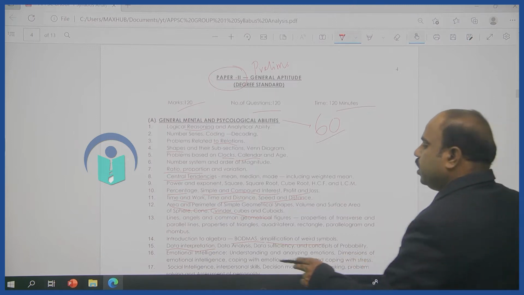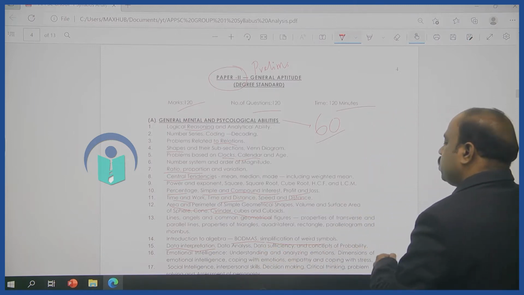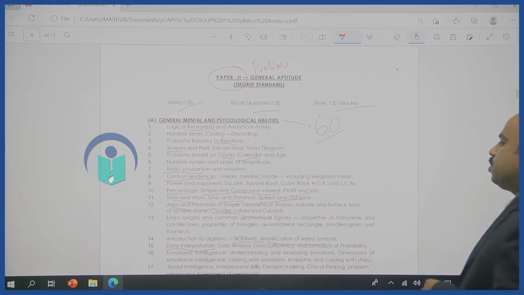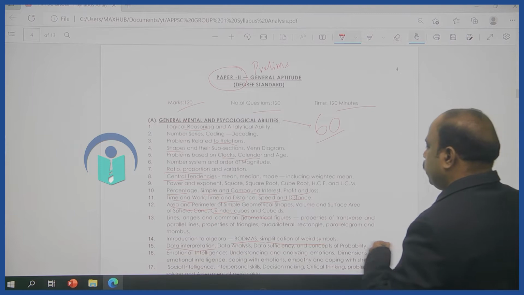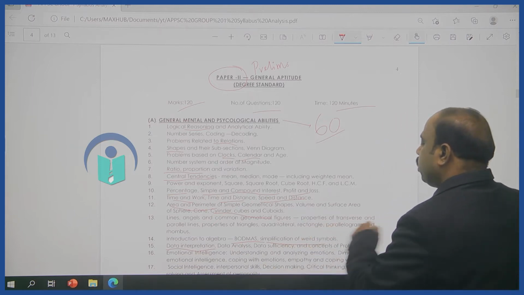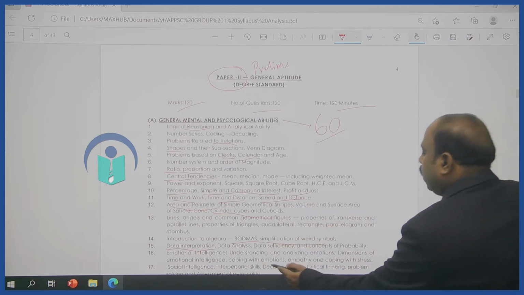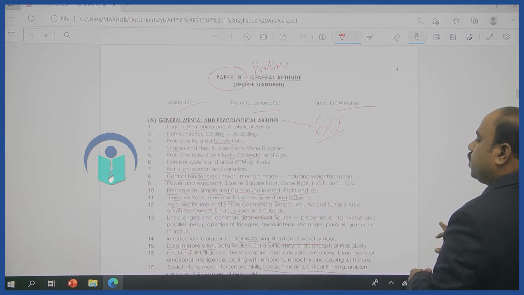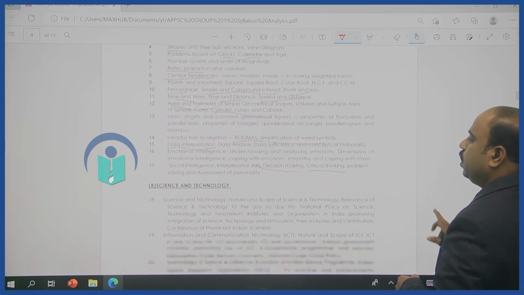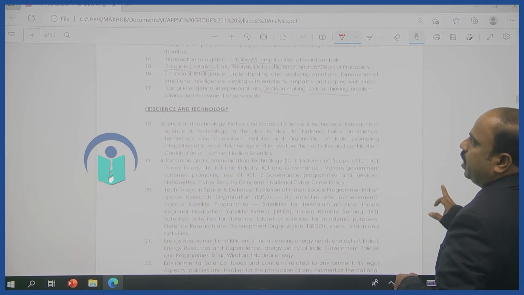The next, emotional intelligence, understanding and analyzing emotions, dimensions of emotional intelligence. Following, coping with emotions, empathy and coping with stress, social intelligence, interpersonal skills, decision making, critical thinking, problem solving, etc. So all these come under the first part.